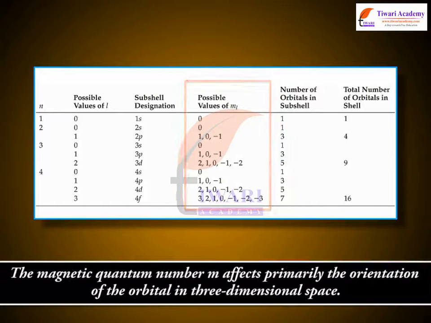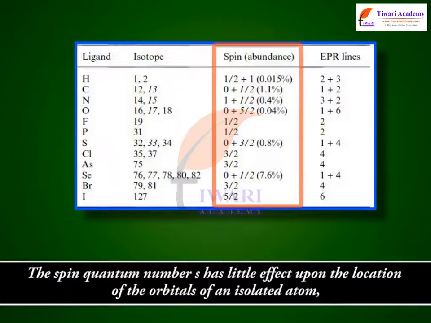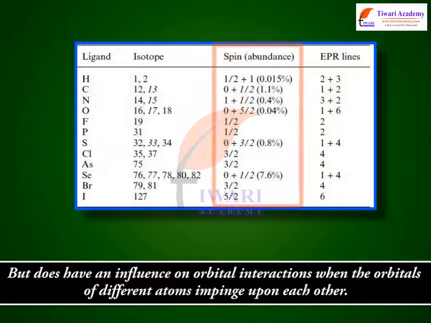The magnetic quantum number m affects primarily the orientation of the orbital in 3-dimensional space. The spin quantum number s has little effect upon the location of the orbitals of an isolated atom, but does have an influence on orbital interactions when the orbitals of different atoms impinge upon each other.